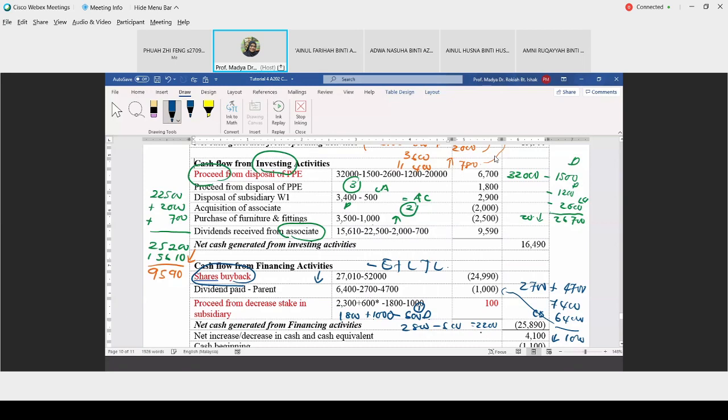So 2,3 here, there is an increase by 100. So the increase here is a proceed from the decrease in the stake of the subsidiaries. Yeah? So you have 100 here.